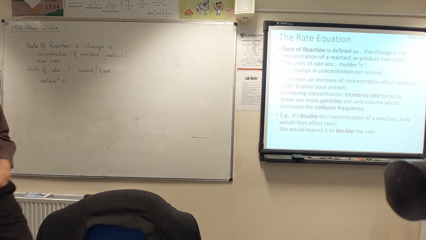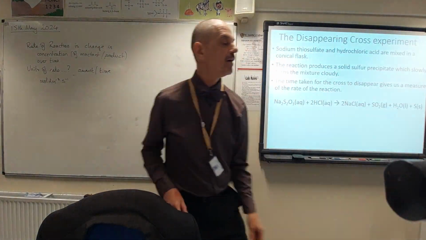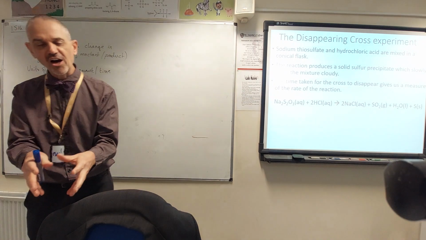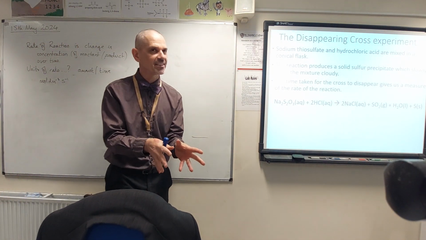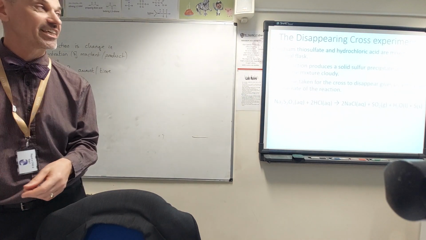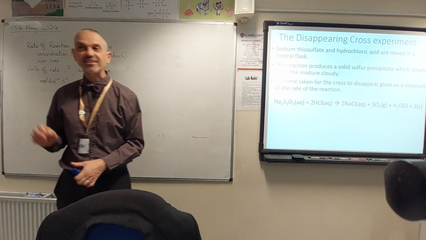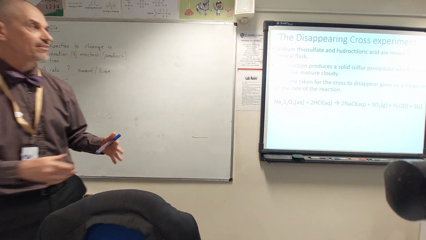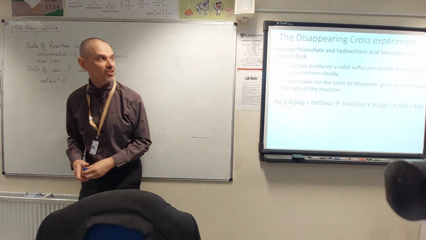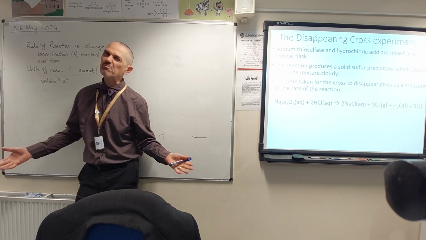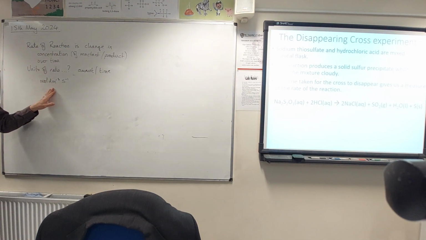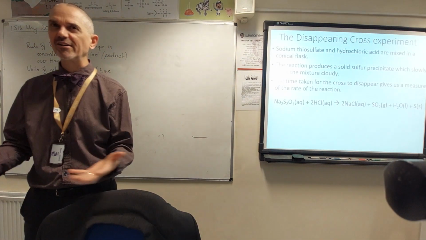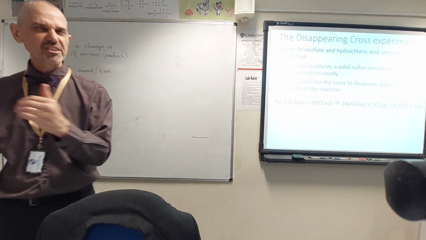Good old disappearing cross experiment. Don't forget to take it off freeze. In the disappearing cross experiment, you will remember, you have a flask, and into that flask we put some hydrochloric acid and some sodium thiosulfate, swirl it around and stick it on a cross. And the reaction produces that solid sulfur precipitate that makes it go cloudy, opaque, and then the cross disappears. And we measure the time taken for the cross to disappear, which gives us a measure of rate. Notice it doesn't give us a measure of changing concentration because we're not actually measuring the amount of sulfur appearing or the amount of thiosulfate being used up, but it gives us a measure of rate.